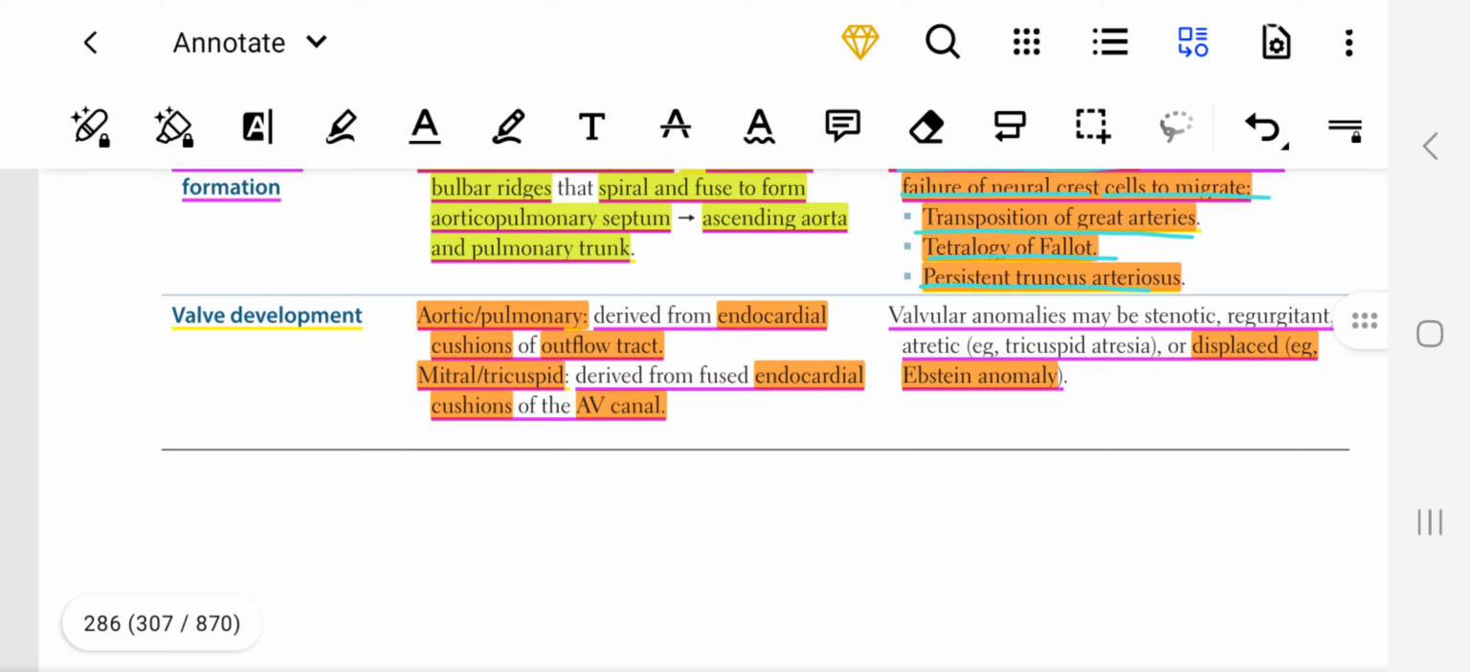Valvular abnormalities may be stenotic, regurgitant, atretic, as in tricuspid atresia, or displaced, as in Ebstein anomaly.